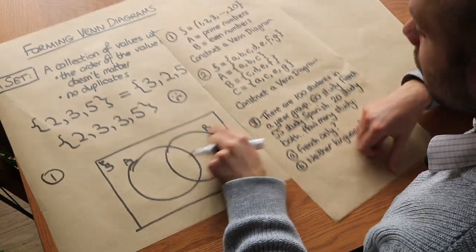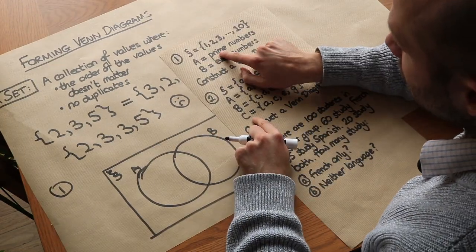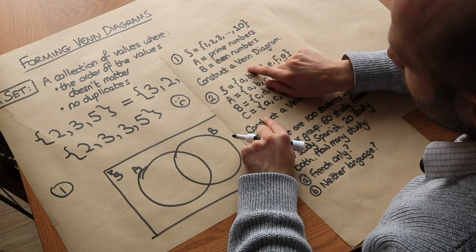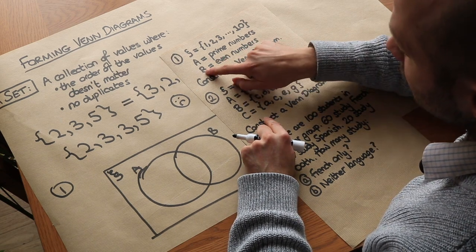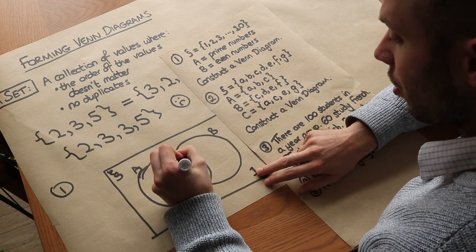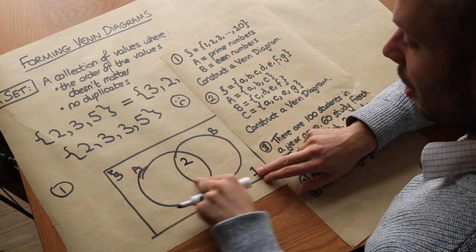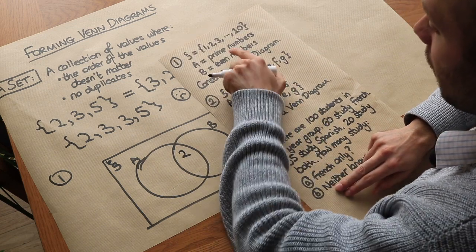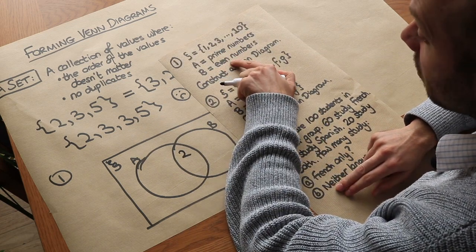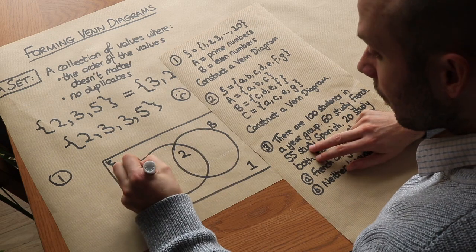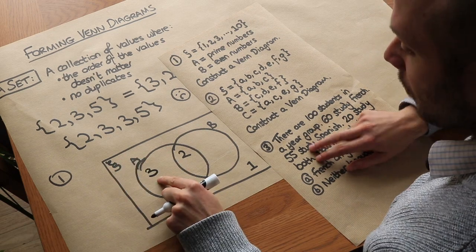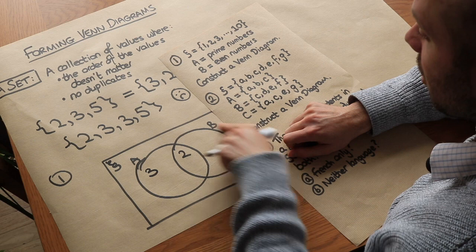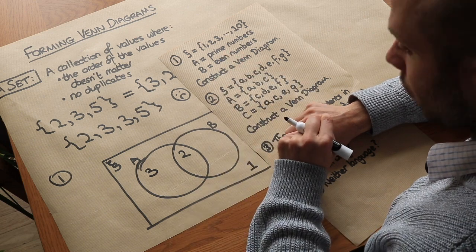neither circle. What about 2? Is 2 prime? Yes, so it's in the set A. Is 2 even? Yes, so it's in the set B. So in fact 2 is going to go in this overlap of sets A and B because it appears in both. What about 3? 3 is prime? Yes, but not even. So it's in A because it's prime, but it doesn't appear in the B circle because it's not even. What about 4?